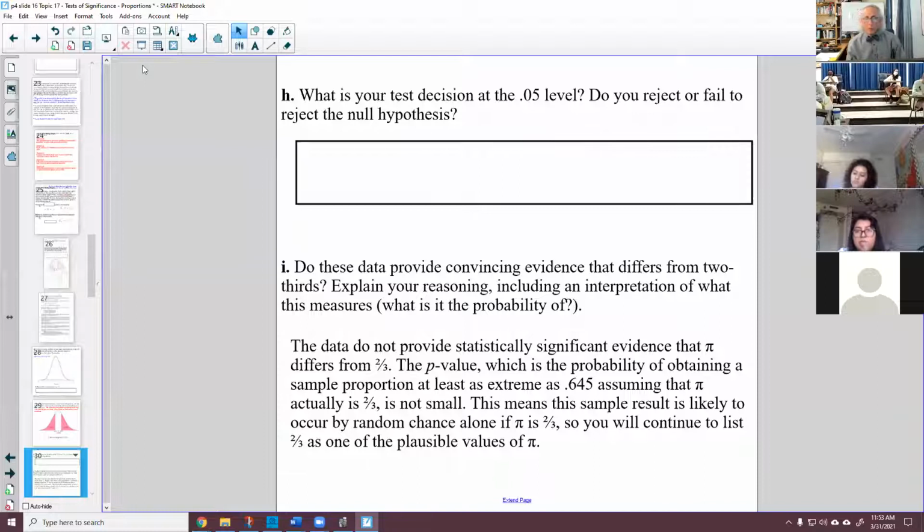So the probability of obtaining a sample proportion at least as extreme as 0.645, assuming that pi is actually 2/3, is not small. I could definitely have done that. So it could have occurred randomly. So I cannot reject the null hypothesis.